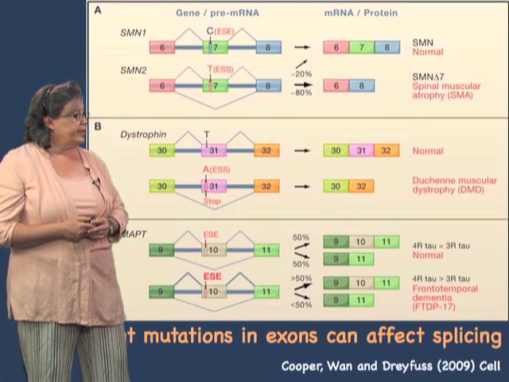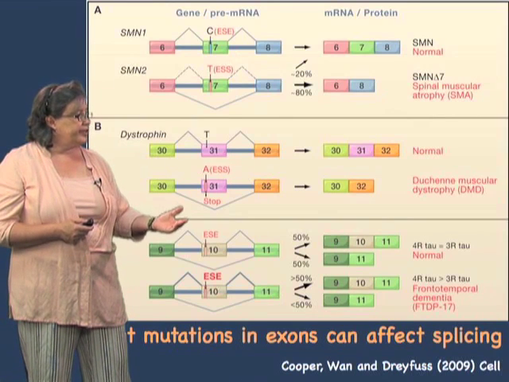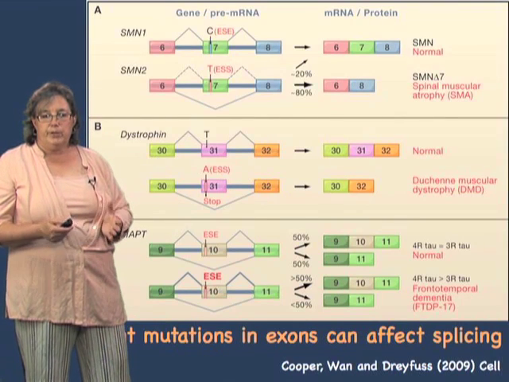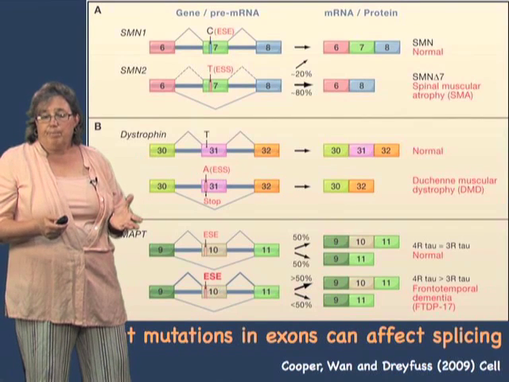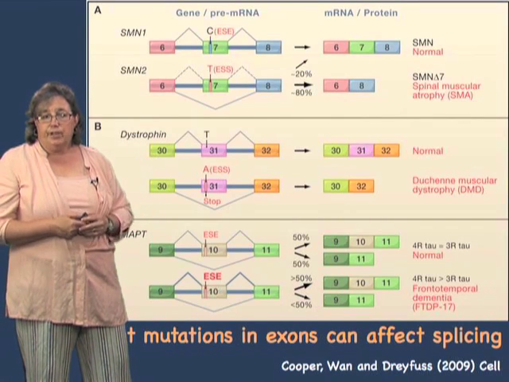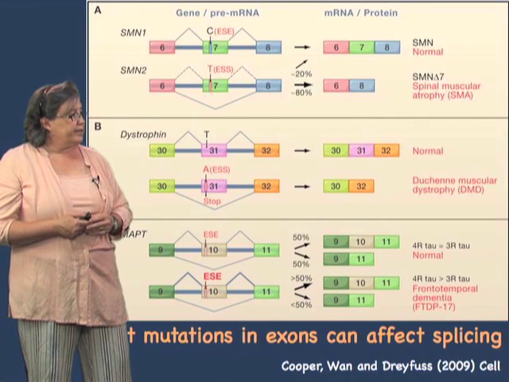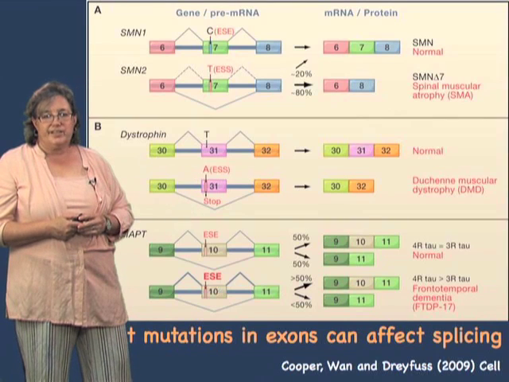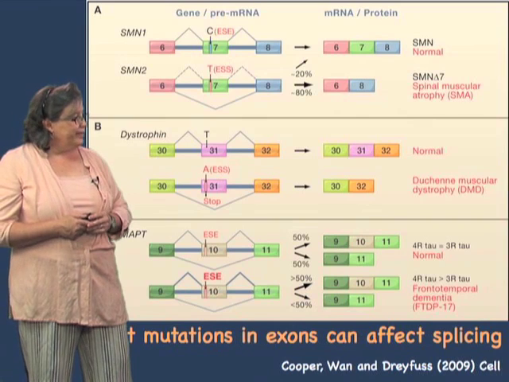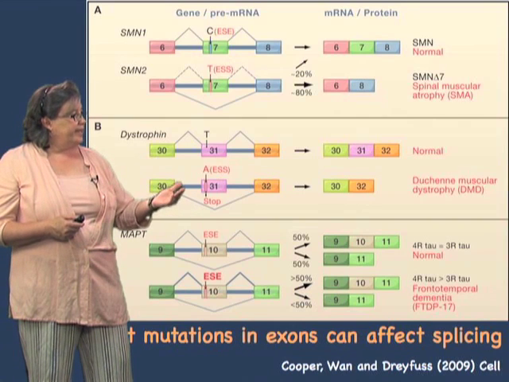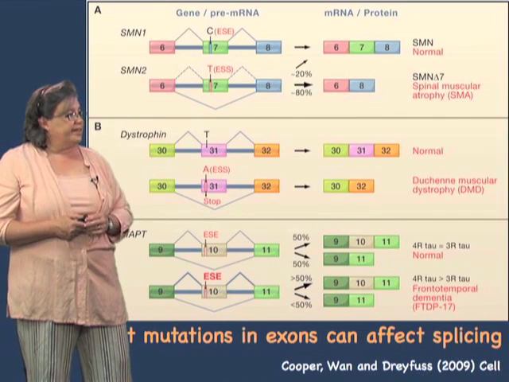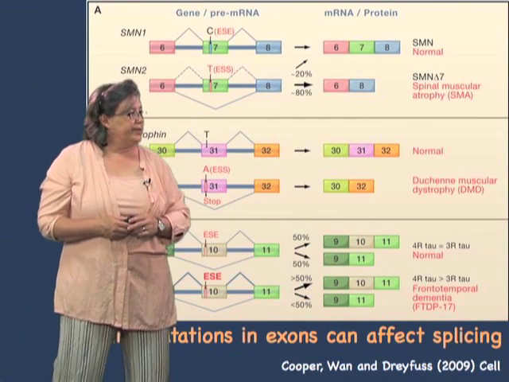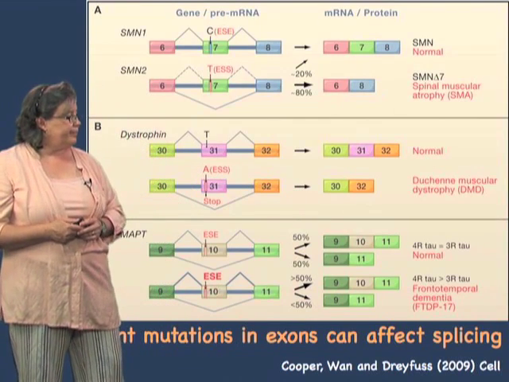Here's another example. Dystrophin: there is a mutation which causes a stop codon, and so one might assume that the problem is that it makes a truncated protein. But in fact, this stop mutation, this nonsense mutation, is in an exonic splicing silencer, or it becomes an exonic splicing silencer, such that that exon is left out. And it still makes the protein, but it's lacking that exon.